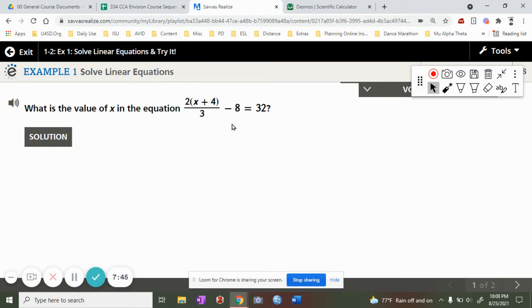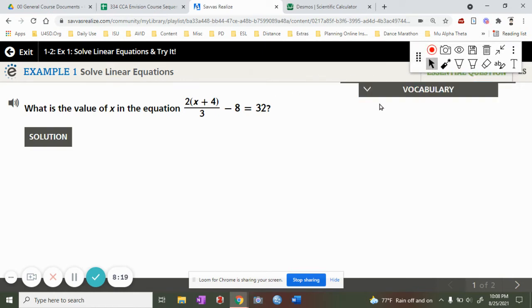The first example I want to go over with you after that model and discuss is this solving for x in an equation. Our primary goal when we are solving an equation is to isolate the variable. So in this equation, 2 times the quantity x plus 4 all over 3 minus 8 equals 32, my goal is to get x by itself. Okay? So I want to take a look at our hint here.